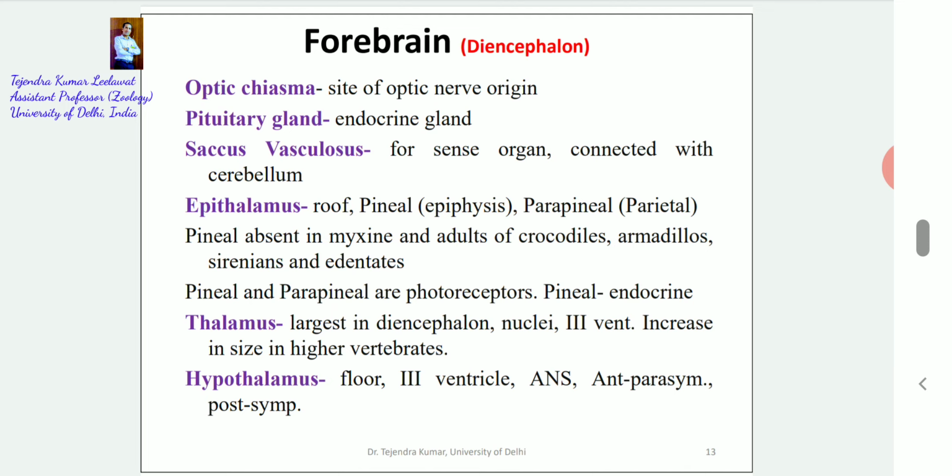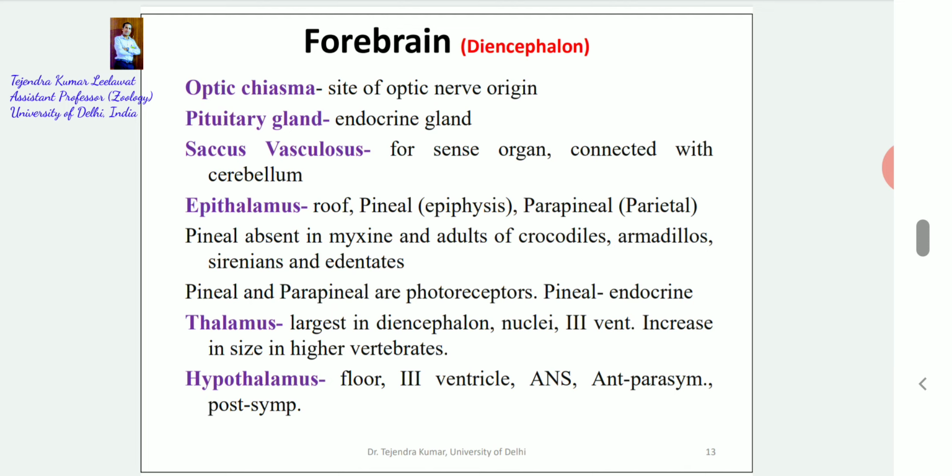Pineal's most important role in us is related to our biological clock, biological rhythm, because it is photosensory. So pineal and parapineal are photoreceptors, as mentioned here. These are related to photoreceptors, and pineal is an endocrine gland.